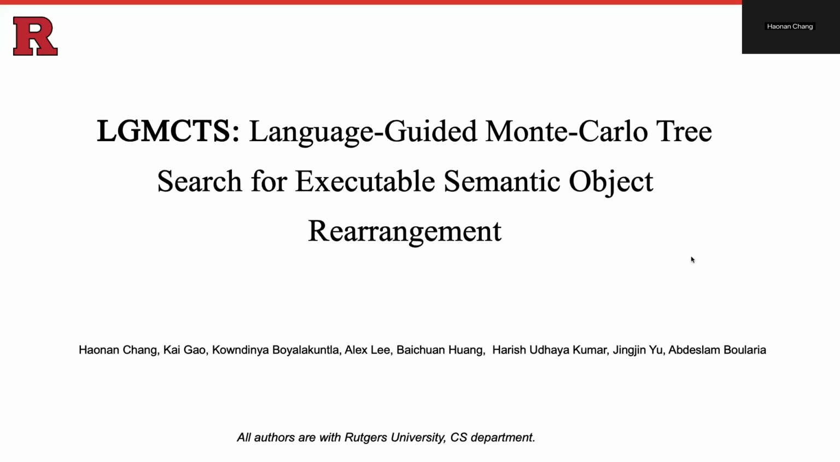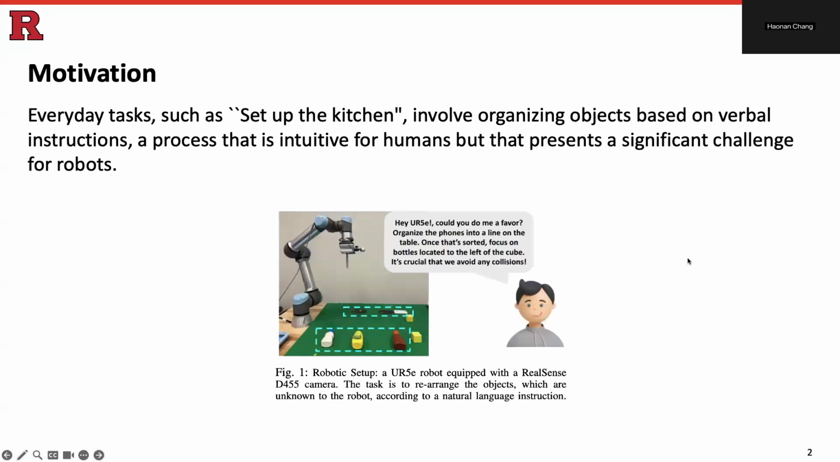LGMCTS, language-guided Monte-Carlo tree search for executable semantic object rearrangement. Everyday tasks such as setting up the kitchen involve organizing objects based on verbal instructions, a process that is intuitive for humans, but that presents significant challenges for robots.